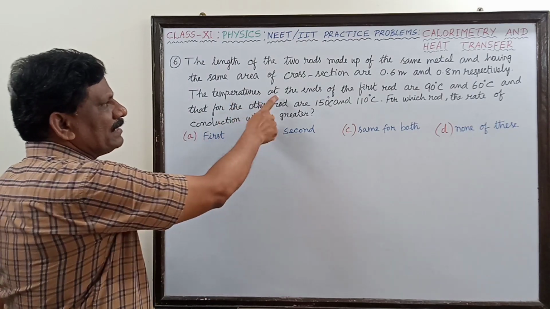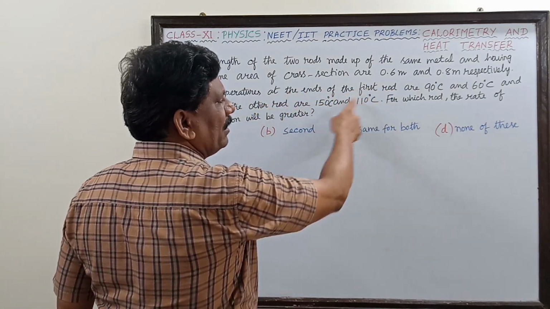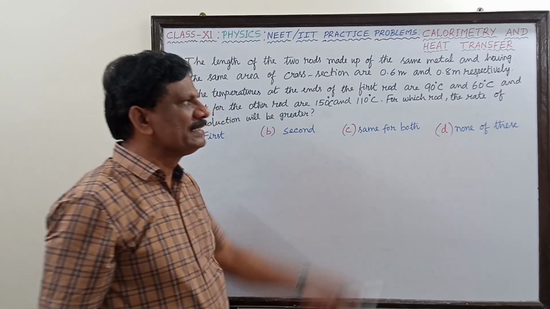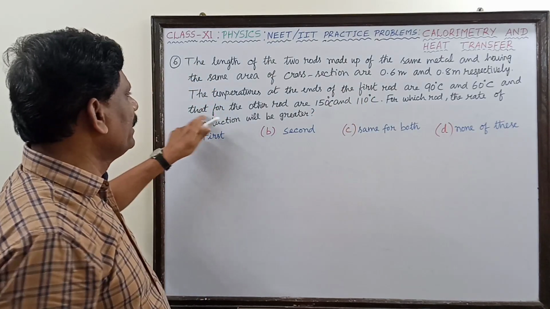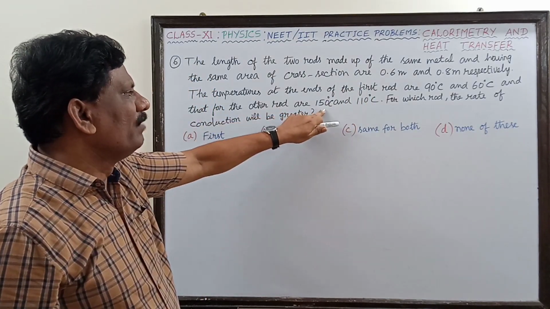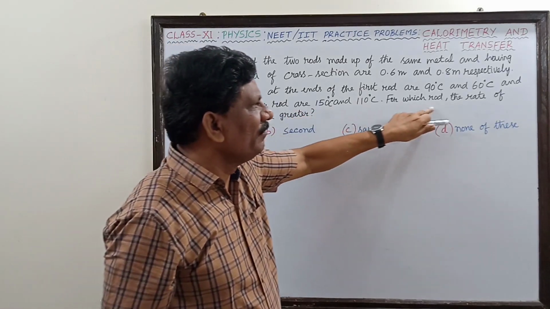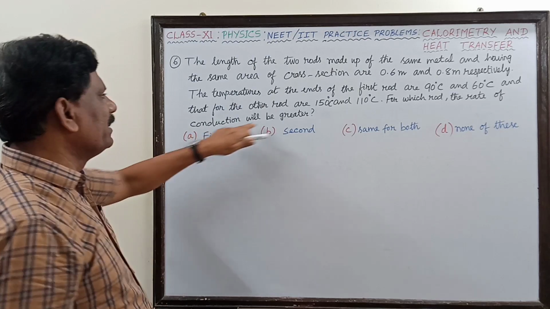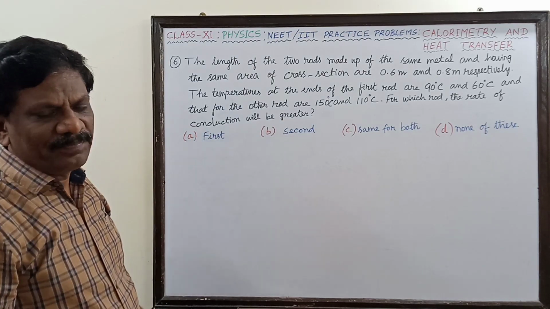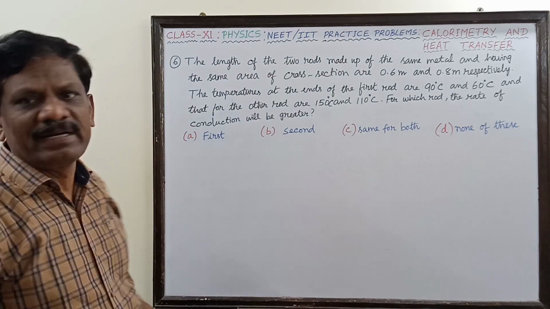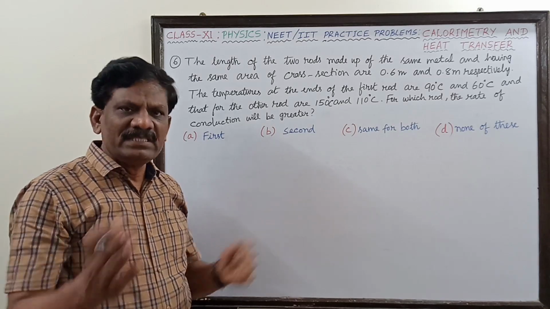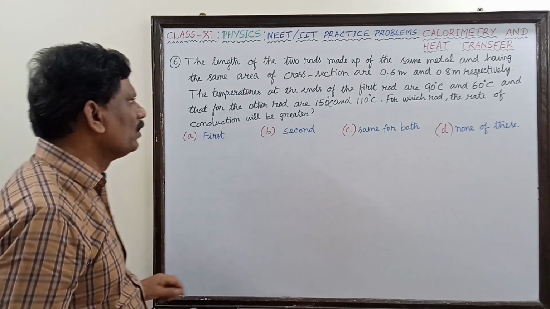The temperatures at the ends of the first rod are 90 degree and 60 degree Celsius, and that for the other rod are 150 degree and 110 degree Celsius. So for which rod the rate of conduction will be greater? So we have to find out the rate of conduction for both the rods, which is greater than the other, we have to find out.